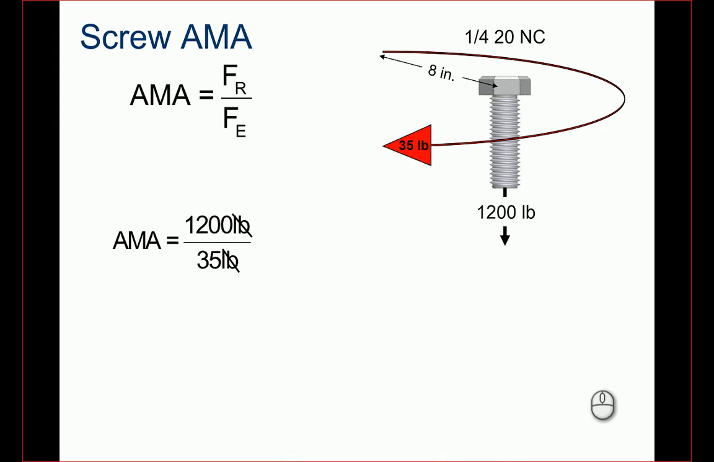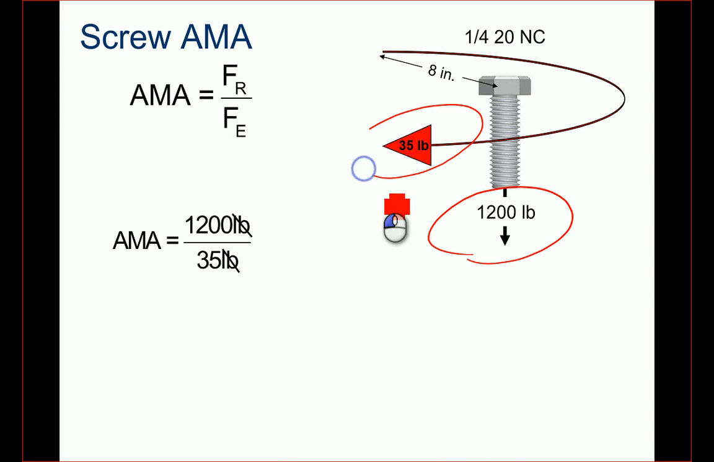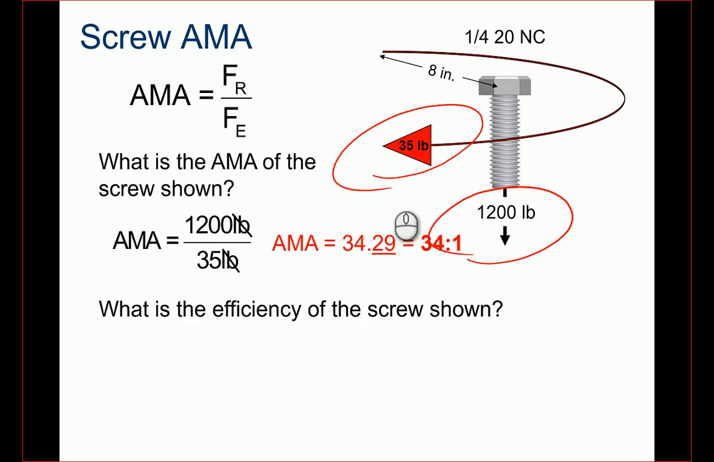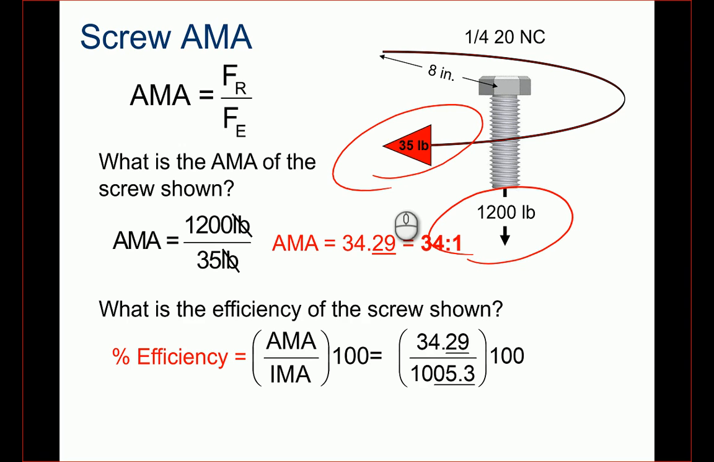Actual mechanical advantage is, so this is going to have a resistant force into my system of 1,200 pounds. It's given to you, and then I am turning with a torque of 35 pounds. So I just simply go ahead and do 1,200 divided by 35 and get 34 to 1. What is the efficiency of my system? Well, 34 divided by 1,005.3, which gives me 3.4.